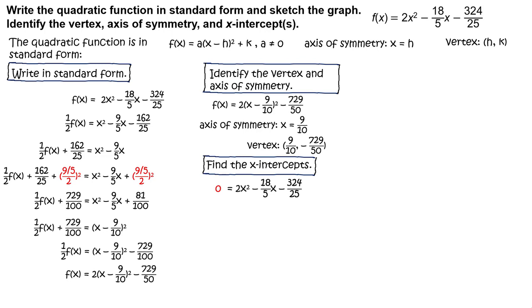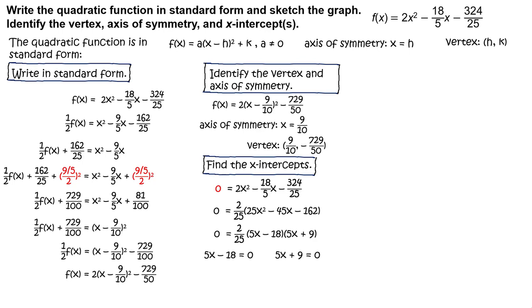In the original quadratic function, substitute 0 for f(x). You will get 0 = 2x² − 18/5 x − 324/25. Solve the resulting equation for x to get the x-intercept. Factor 2/25 from the expression on the right side of the equation. You will get 0 = 2/25(25x² − 45x − 162). Factor the expression inside the parentheses: 0 = 2/25(5x − 18)(5x + 9).